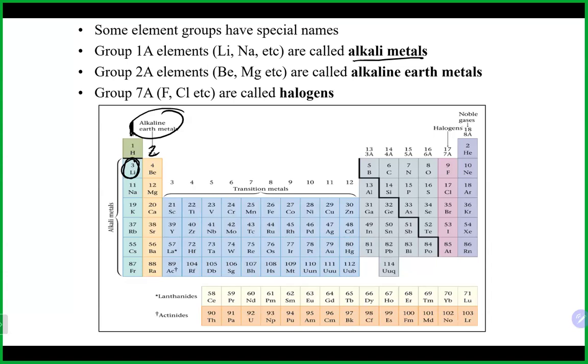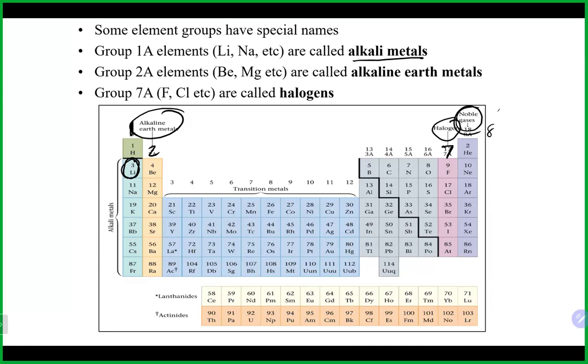All the way over here to group 7. These are our halogens. These are our diatomic guys. These are our F2, Cl2, Br2, I2. And the last group that has a special name is right next door, which is group number 8. Those are the noble gases, group number 8.